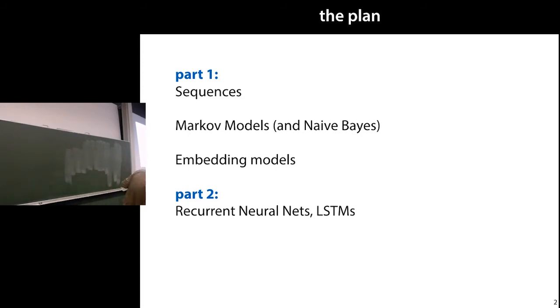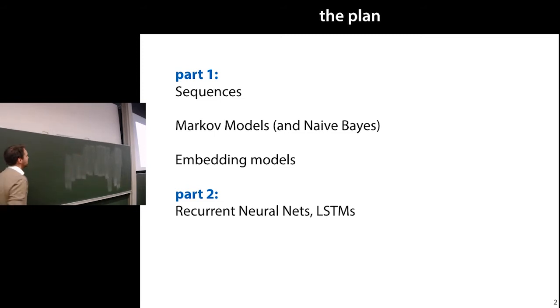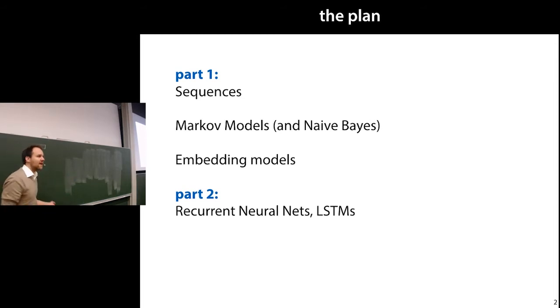So this is the plan. We're going to start by talking about sequential data in general. What does it look like? What kind of data can we expect if we're analyzing sequential data? And what kind of things do we need to take into account?